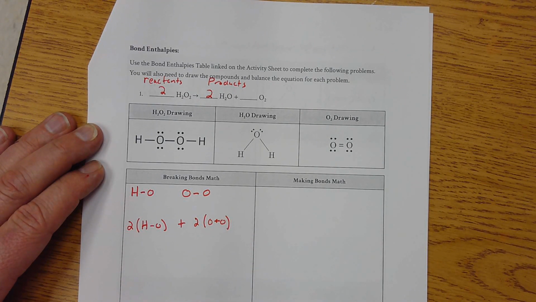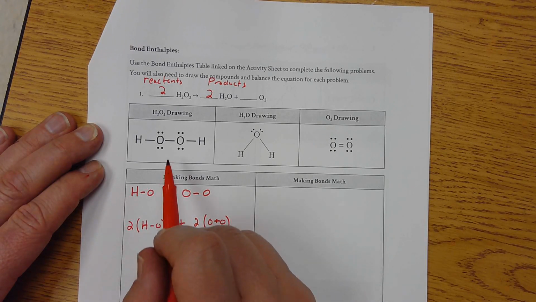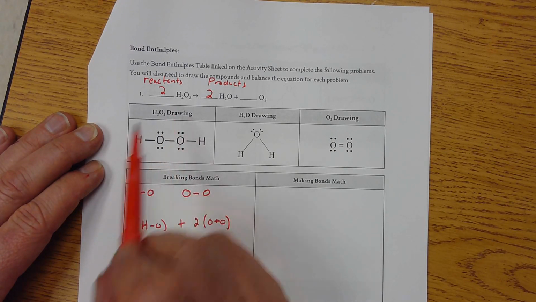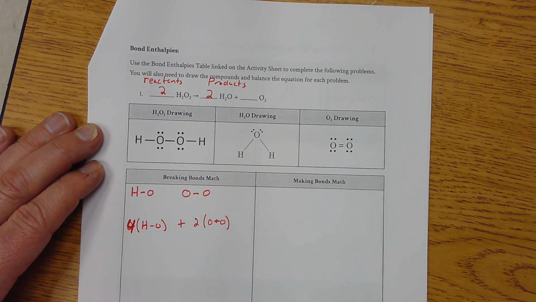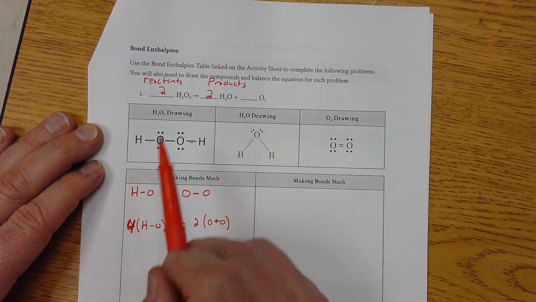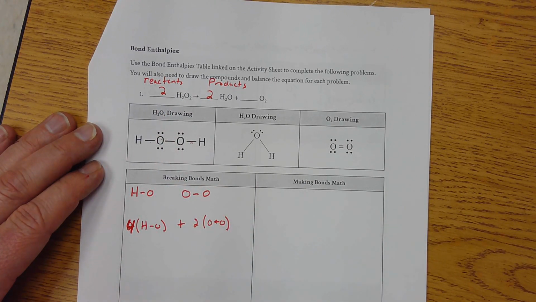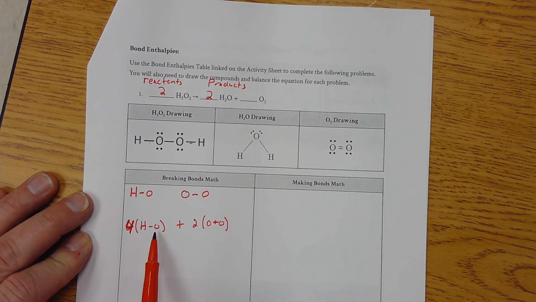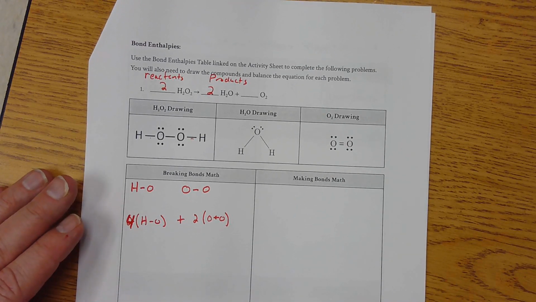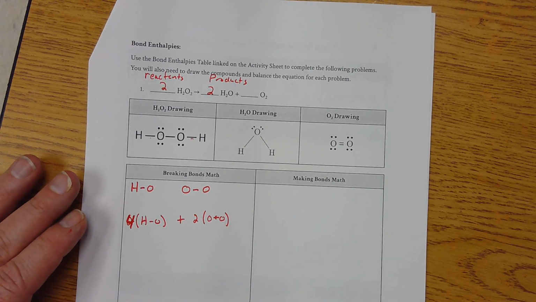Okay, so I'm taking that back actually. I don't have just 2, I have 4, right? I have 4 of these, because I have 2 here plus 2. So I have 2 of those and then I have 2 of those. So I have 4 H to O bonds and I have 2 O to O bonds. All right. So now what we need to do is figure out what is the energy involved there.